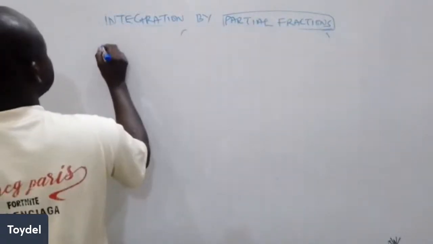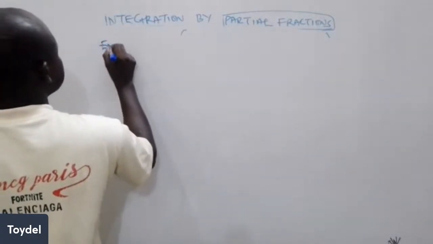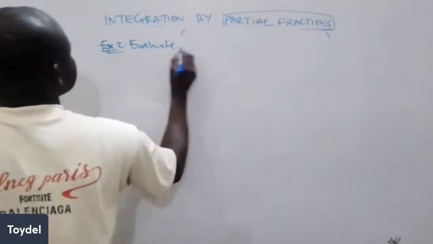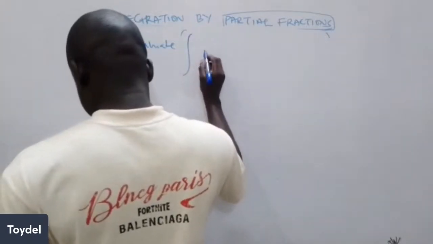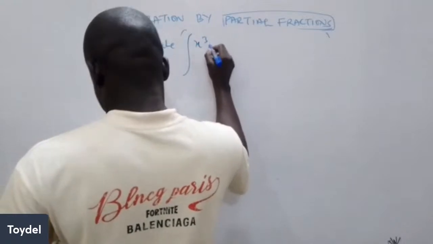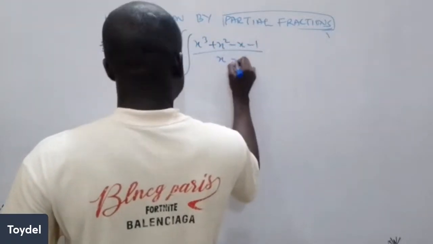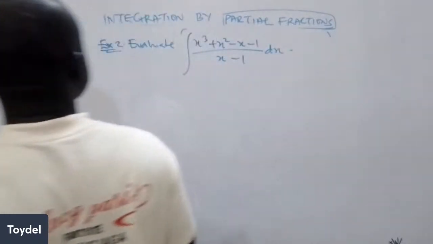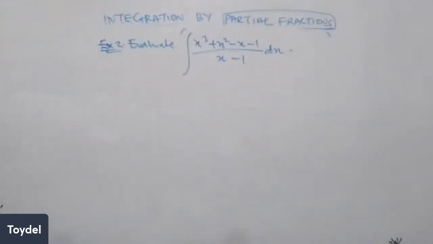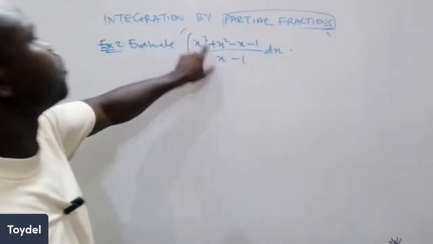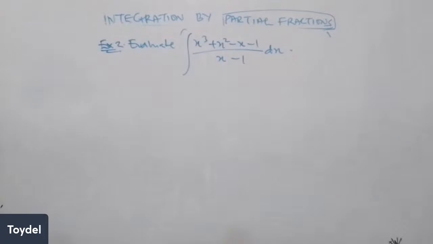Then this third example, example 2: just evaluate or integrate the integral of (x cubed plus x squared minus x minus 1) all over (x minus 1) dx. In this case also, if you look at it very well, the degree of x in the numerator is 3 and the one down is 1. So first use this to divide this, and then we resolve it into partial fraction.